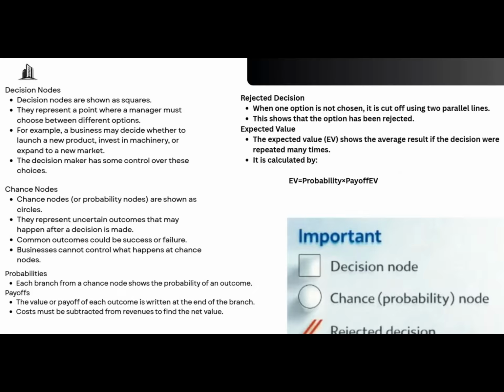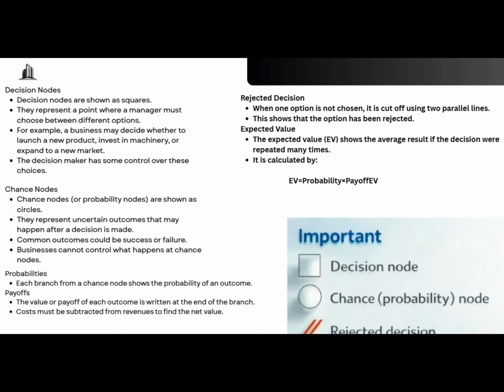Each branch from a chance node shows the probability of an outcome. And what are the payoffs? The payoff value of each outcome is written at the end of the branch. Cost must be subtracted from revenue to find the net value. Now the rejected decision. When an option is not chosen, it is cut off using two parallel lines. This shows that the option has been rejected. You can see in the important part there are two parallel lines, and this is the rejected decision.